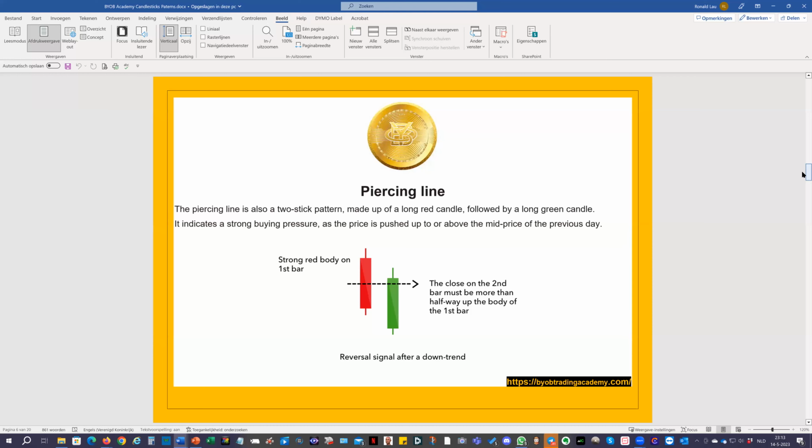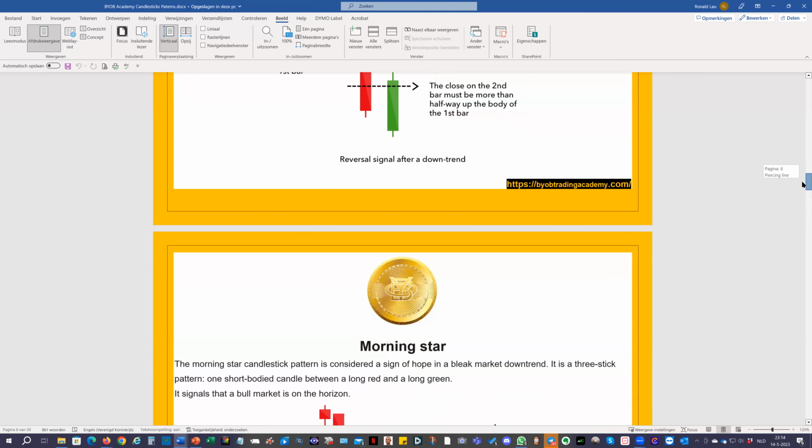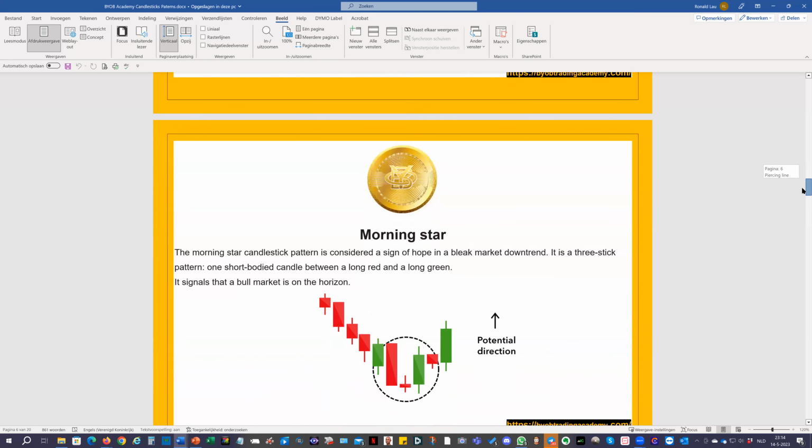So you can see where the price went on the red candle. And for the candle that followed, which is the green, you can see the close on the second bar was more than halfway up the body of the first bar. This actually indicates a reversal after a downtrend. And that is a piercing line. This is a pattern, which again is helping you to recognize a change, a bullish move.